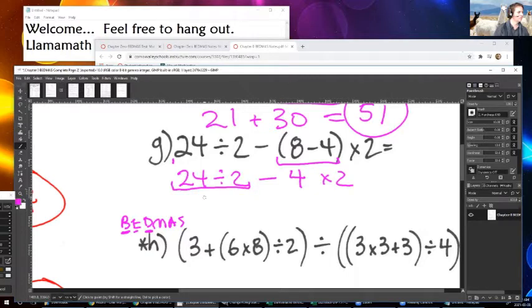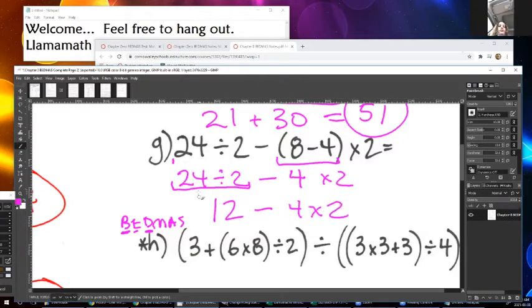Oops, I'm going to add one more. Cool. So 24 divided by 2. Oh, wow. That really didn't look good. Hang in there with me, guys. 12 minus 4 times 2. Here we go. We've got a division. There's a multiplication. So let's do the multiplication next. I'm running out of room. I should have made it smaller.